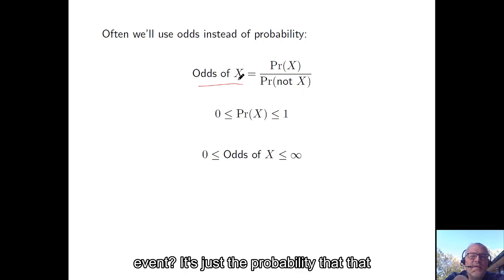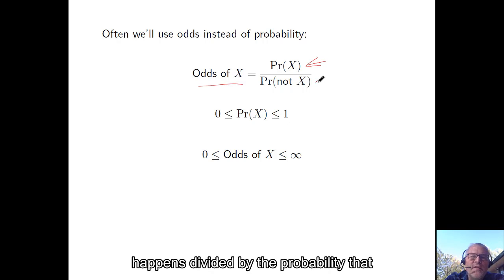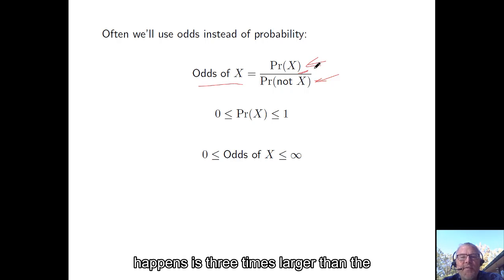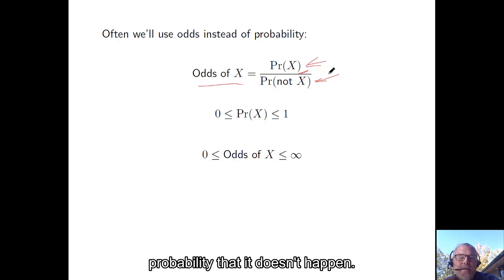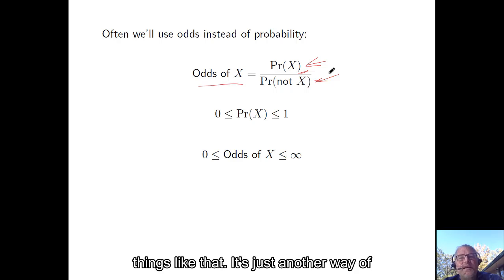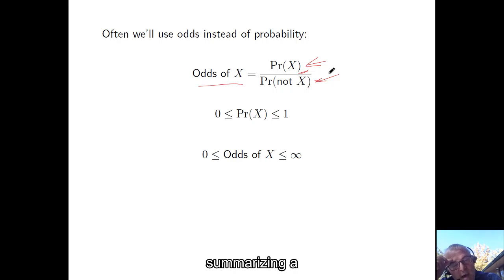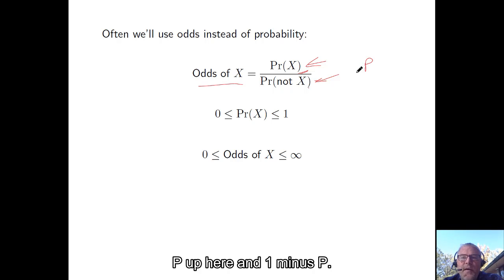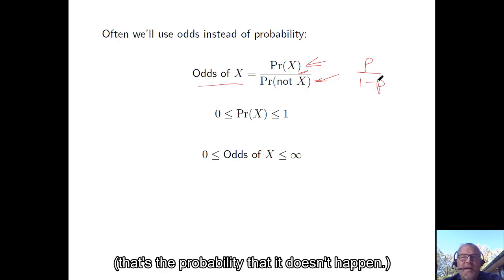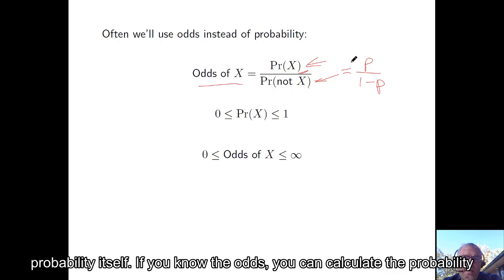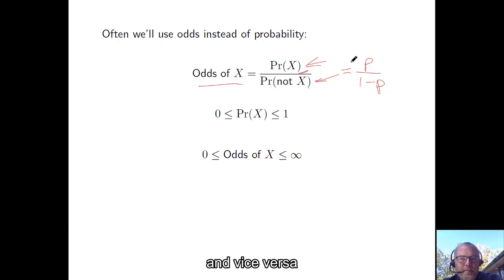So what is the odds of an event? It's just the probability that that happens divided by the probability that it doesn't happen, okay? So you hear things like 3-to-1 odds. If the probability that it happens is 3 times larger than the probability that it doesn't happen. And odds are used in a lot of contexts like betting and gambling and stocks and things like that. It's just another way of summarizing a probability, because if you think about it, it's just a transformation of the probability. That's like p up here and 1 minus p. That's the probability that it doesn't happen. So the odds is just another scaling of the probability itself. If you know the odds, you can calculate the probability, and vice versa.